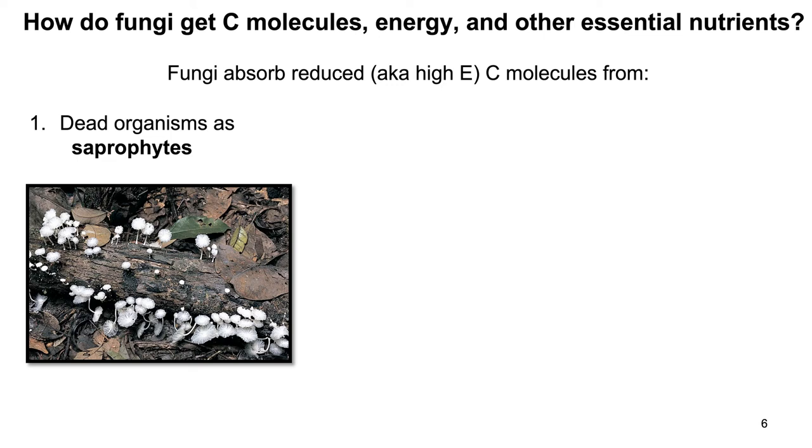Because remember, they're chemoheterotrophs. And there are 3 major strategies that fungi have evolved. They can absorb these molecules from dead organisms, and this is called being saprophytic. Saprophytic fungi will eat dead organisms, and those organisms can be animals, they can be insects, or they oftentimes are wood or leaves or plants of some sort.